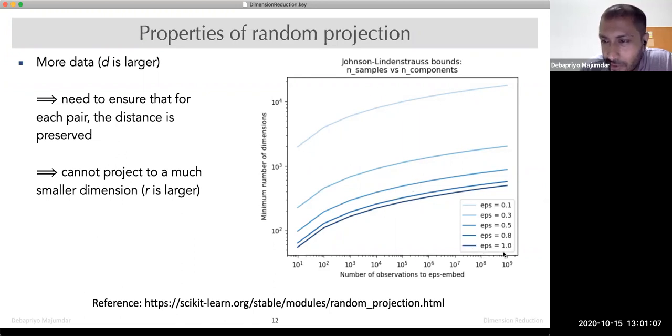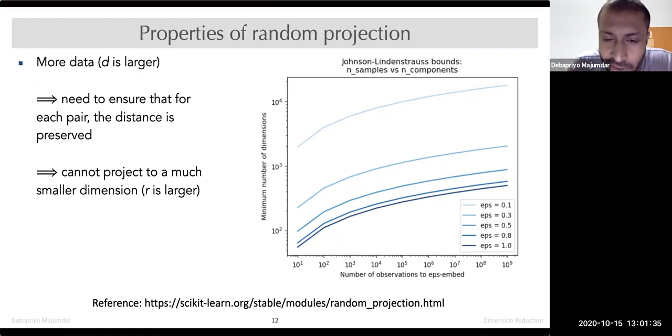Okay, so epsilon equal to 1.0 is not a good thing. Let's say epsilon equal to 0.5. So epsilon equal to 0.5 is here, or epsilon equal to 0.3 is here. So around 1000 dimensions is good enough to give you a 70% distance preserving transformation. If you want a 90% distance preserving transformation, then you want to go to 10,000 dimensions.